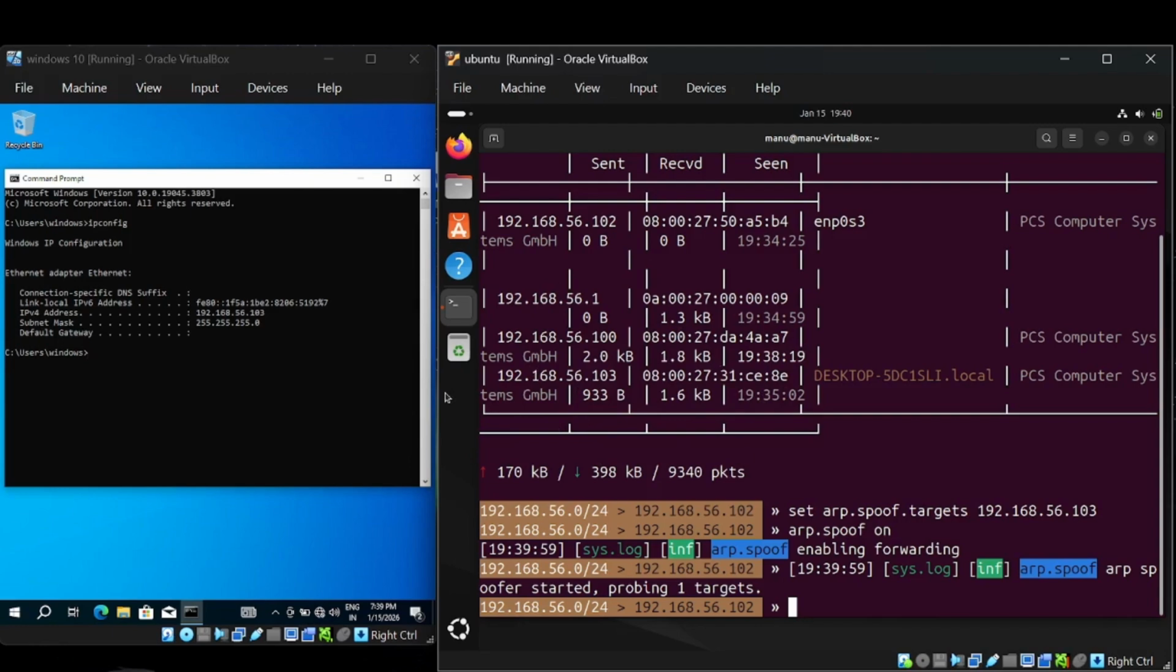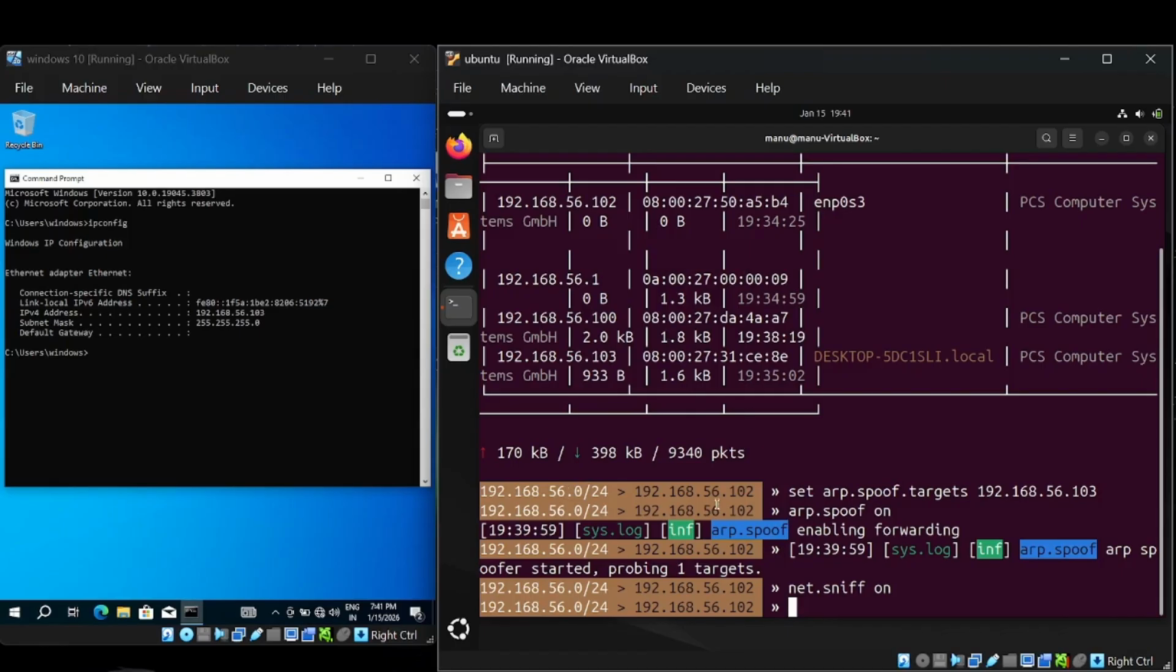The next command I'm going to be using is net.sniff on. Once MITM is established, I can observe traffic flowing through my system. This helps understand how unencrypted traffic behaves, why HTTPS is important, and how attackers observe network traffic. In real environments, security controls are used to prevent this.